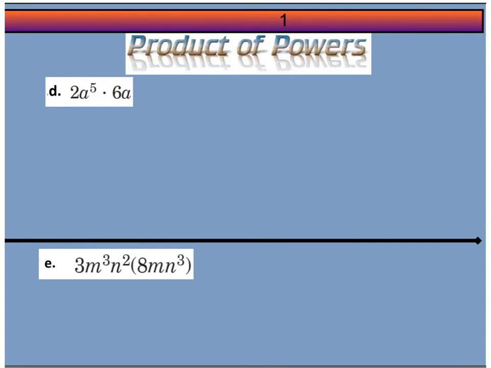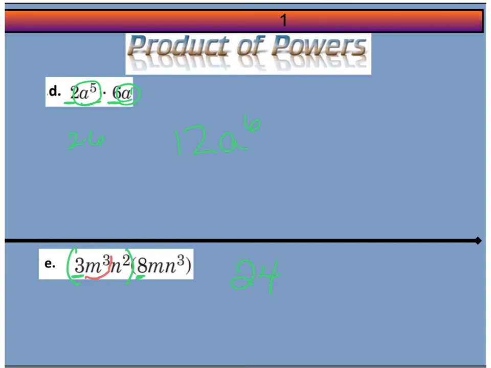Now, we're still going to be multiplying, but we have to pay attention to the numbers in front, the coefficients. What is 2 times 6? That is 12, so that's the number in front. Now we do our a's, and again, this is like a to the first, so it would be a to the 6th. Again, we have to consider this in parentheses. We have 3 times 8, which gives us 24.